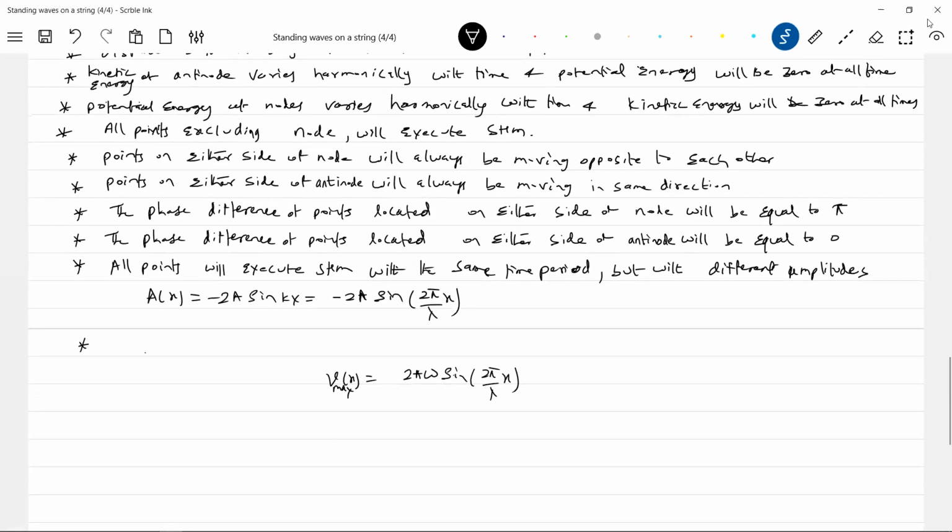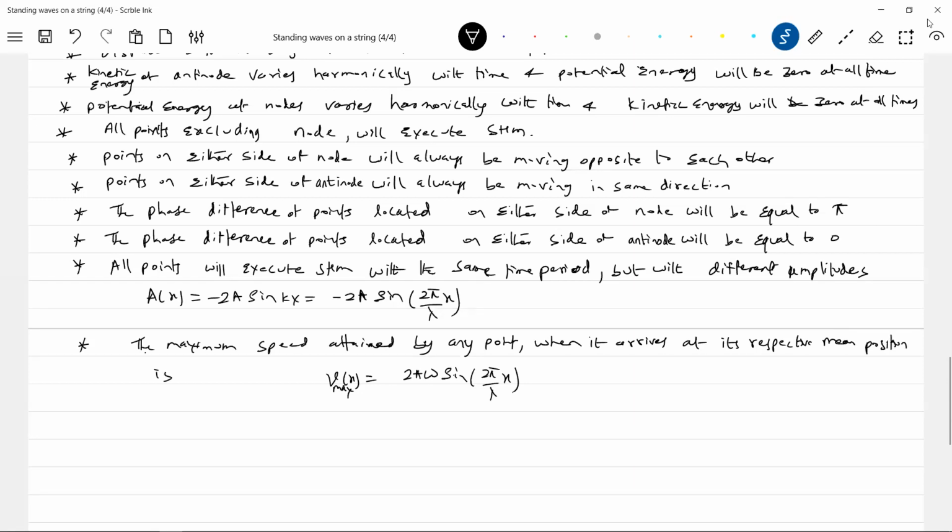The maximum speed attained by any point when it arrives at its respective mean position is given by this particular formula. So substitute all the values of x, and you can easily find out the speed of any point.